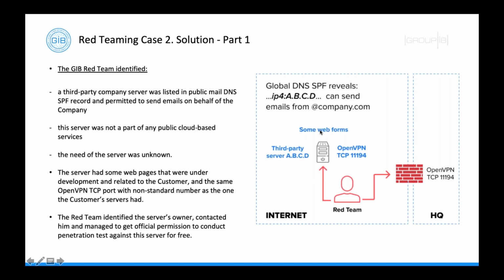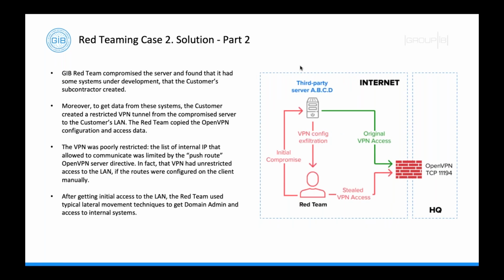Our next step was actually to identify the server's owner. The Group IB red team contacted them and managed to get his official permission to actually conduct offensive efforts against the server. The way that they did this was by offering free penetration testing services for this particular server. With this, Group IB's red team was able to compromise the server, and it had some systems under development that the customer's subcontractor had created.